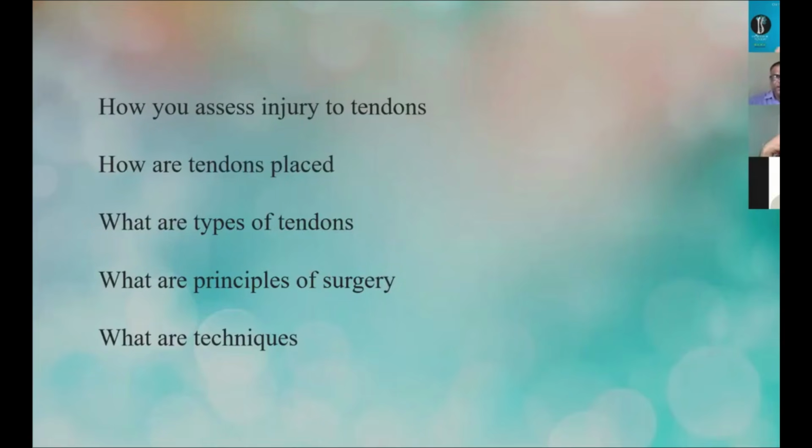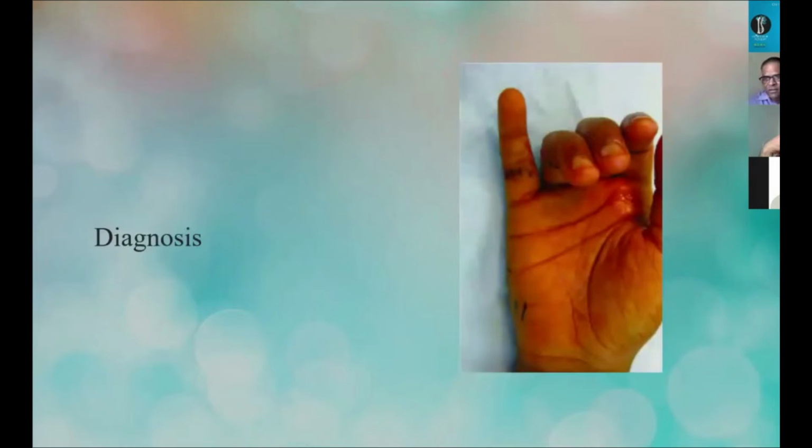So first thing, I told you last time also, when you see a photograph like this, why don't you tell, you say that the right little finger is kept in an attitude of extension. I think there might be a tendon injury. You are actually giving a lot of information to the examiner and making yourself clear by just saying a few words like this, rather than just saying it is like this, I can see a scar.